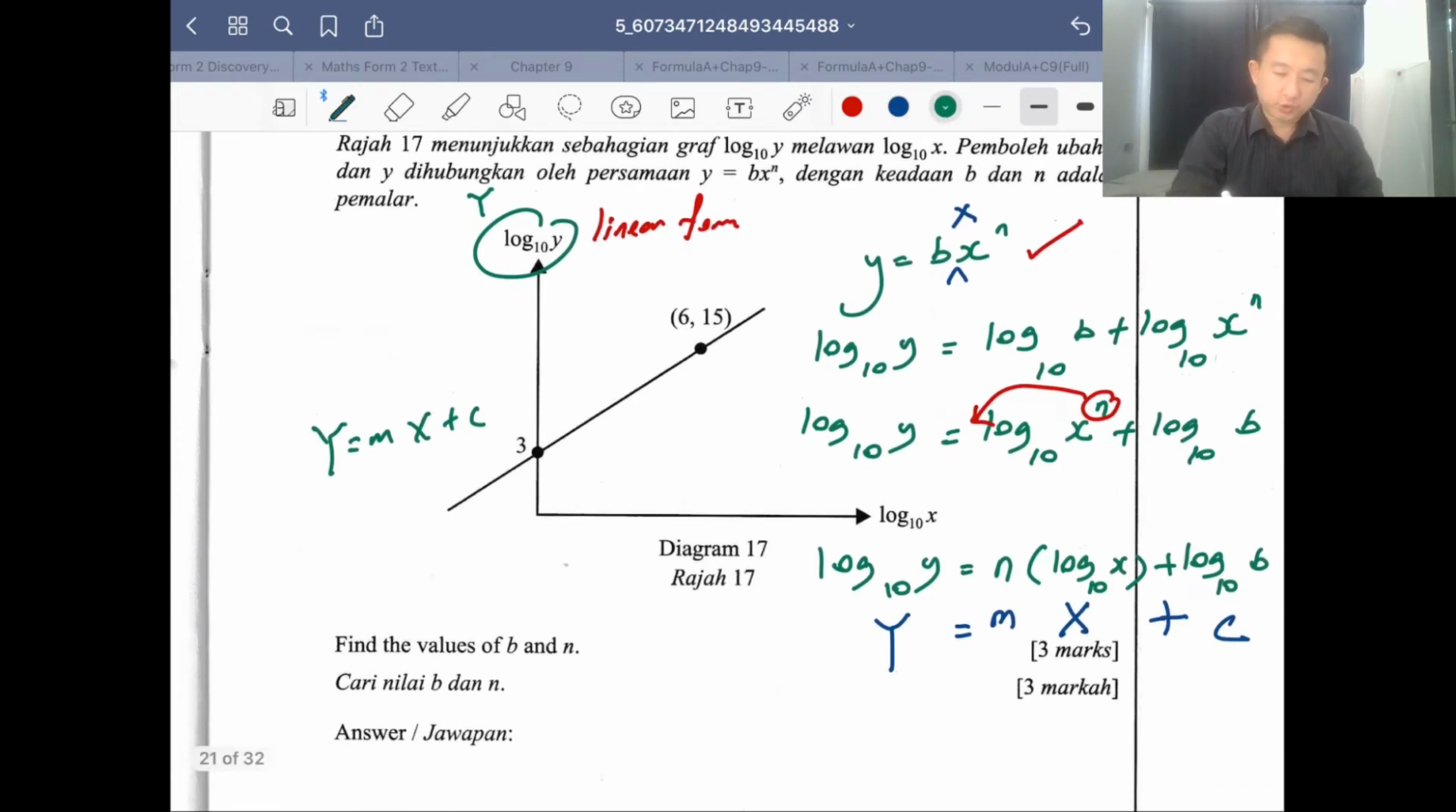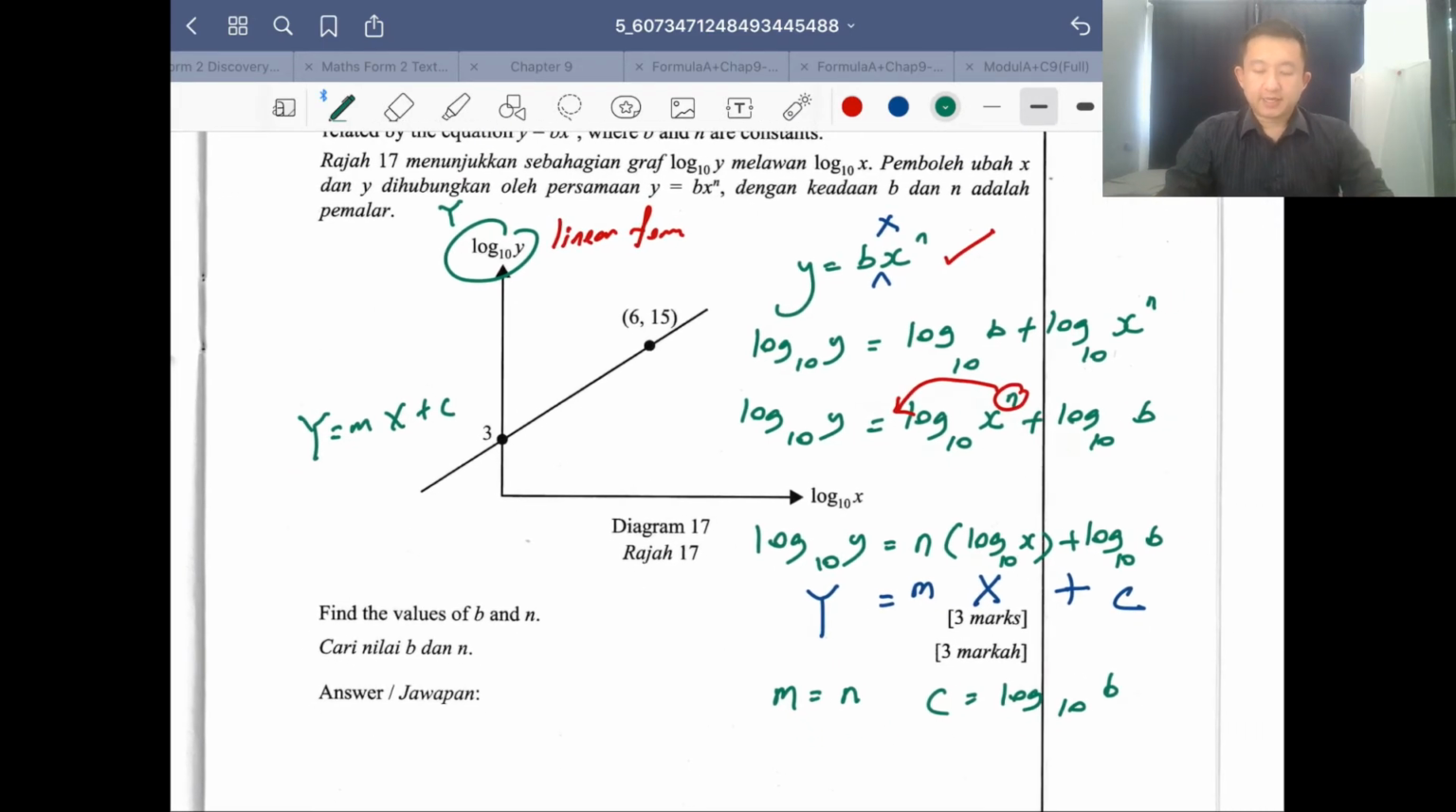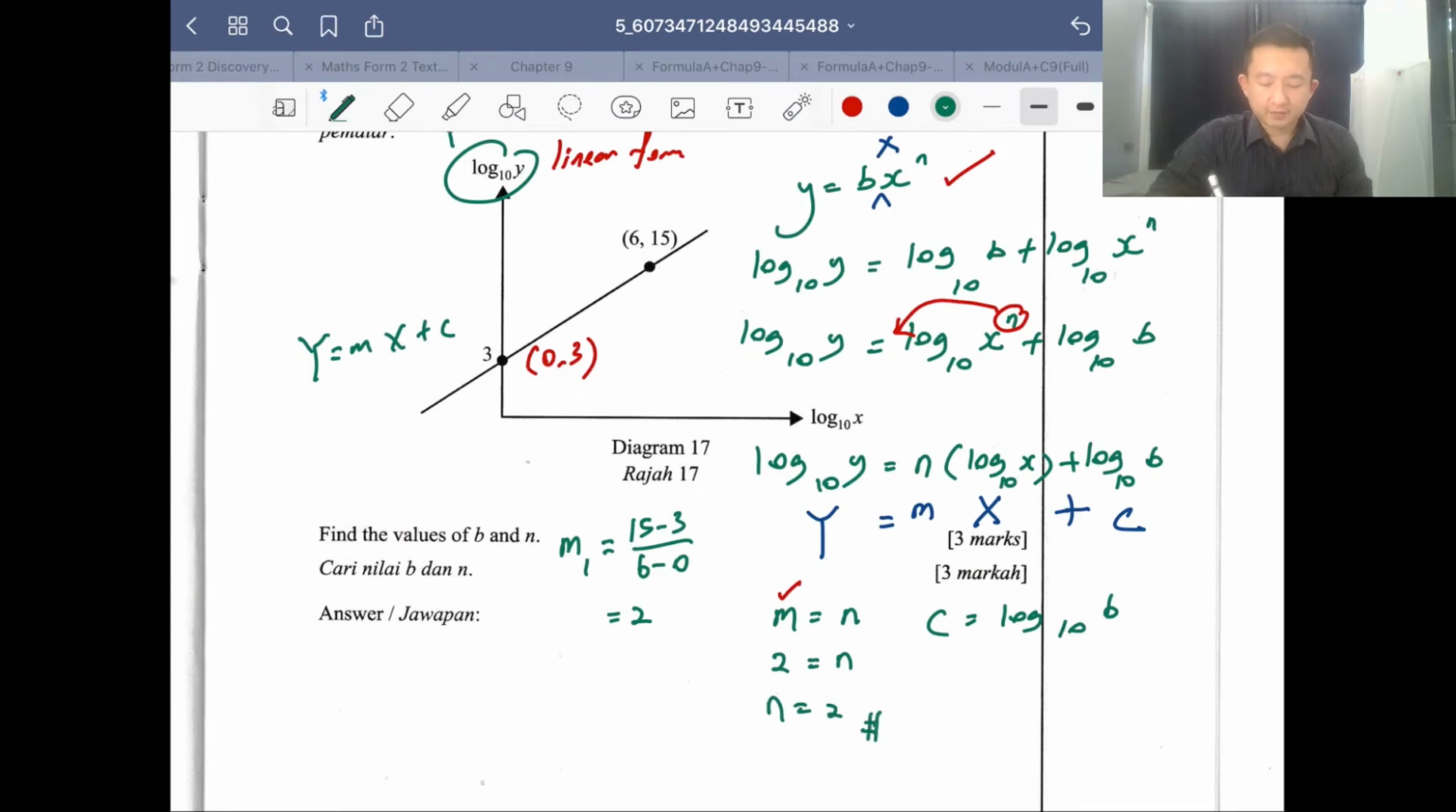So this is just to show you that the gradient here is n, and the y-intercept is log 10 b. When you know this, you can find the gradient and the y-intercept from the graph. How do you find the gradient? You must have at least 2 coordinates. So the gradient here will be y1 minus y2, 6 minus 0, you have 2, so 2 equals to n. That is the value for n.